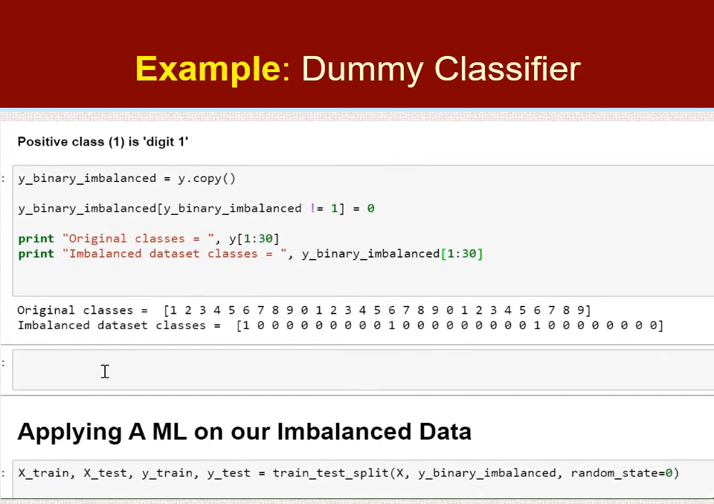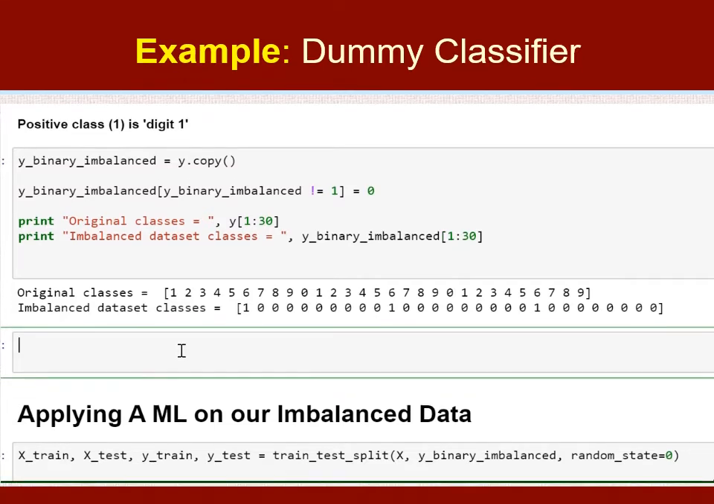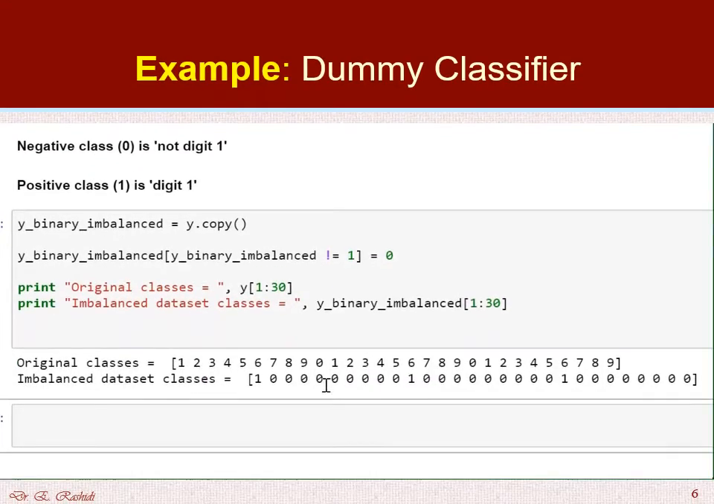As you see here, in our original classes we have 1, 2, 3, 4, 5, 6, 7, 8, 9, 10, and again 1, 2, 3, 4. So we have all 10 classes here. But in our imbalanced dataset, we only have class 1 and 0. If it's 1, it stays 1. If it's not 1, which is all of these, it's going to be 0. This is how we create the imbalanced dataset. As you see here, the majority of classes are 0.